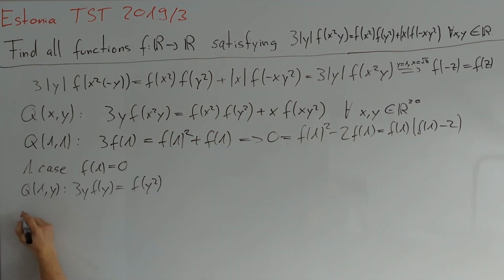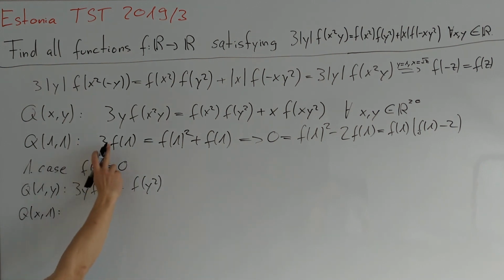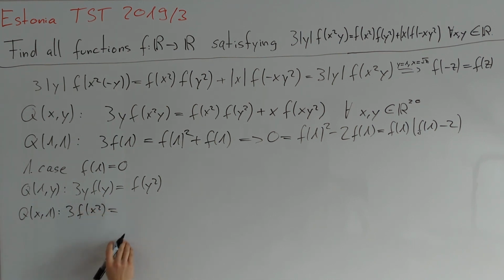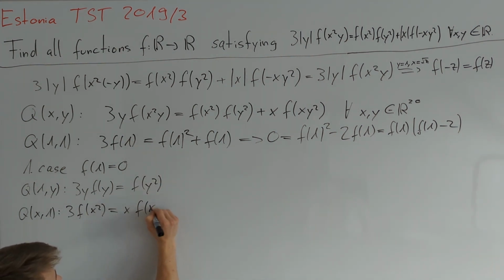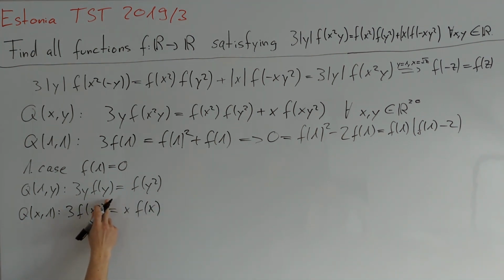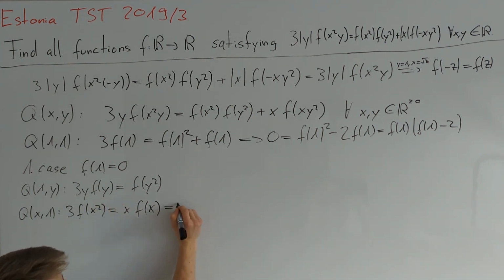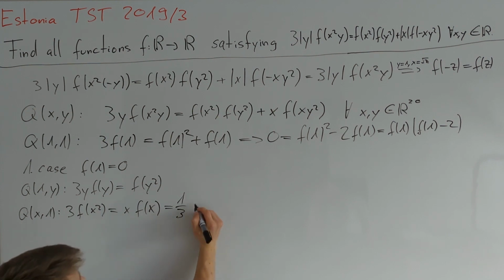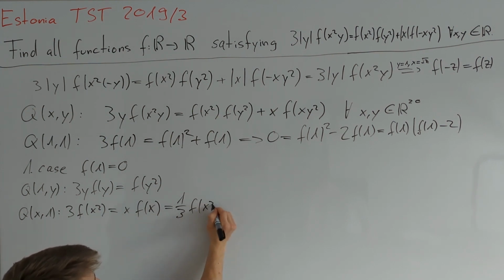On the other hand, Q of x comma 1 tells us that 3 times f of x squared is equal to f of x squared times f of 1, which is 0, plus x times f of x. And now we can use the first equation to get that this is equal to 1/3 times f of x squared.